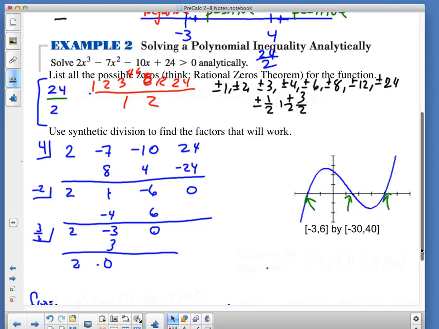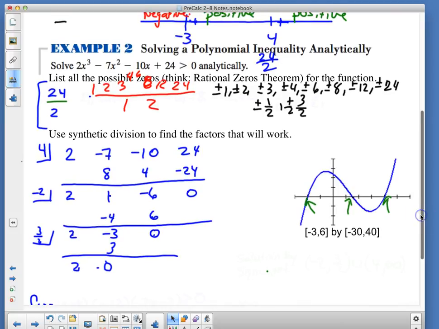But I've got 3 halves at my end because that was one of the ones I was supposed to find. I'm fully aware at this point I've got 2x minus 3, and I could use the zero product rule. But the question asks, use synthetic division to find the factors that will work. So I'm showing synthetically that 3 halves times 2 is 3, and then I've got my 0. Okay, I've used synthetic division the way they asked me to, and they're asking to list all possibles.